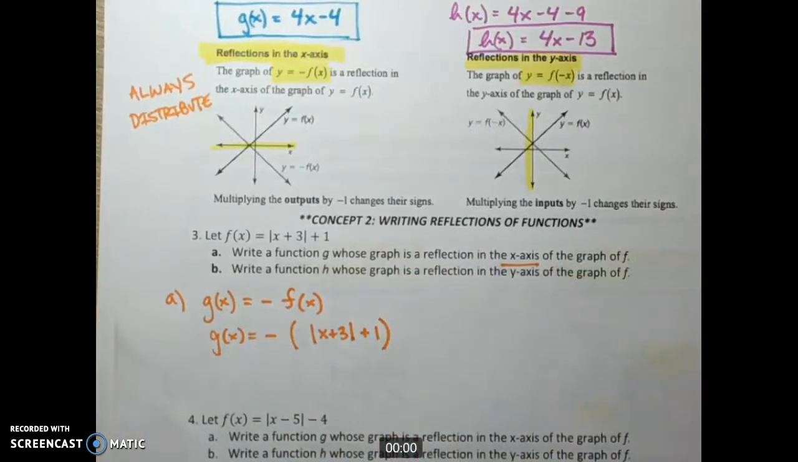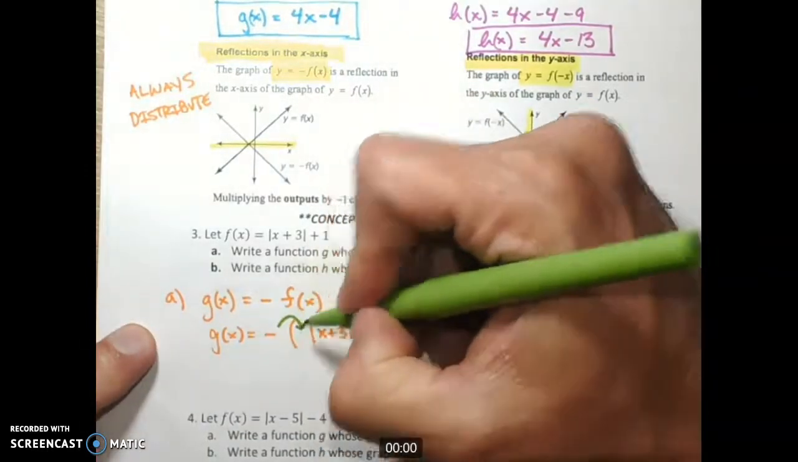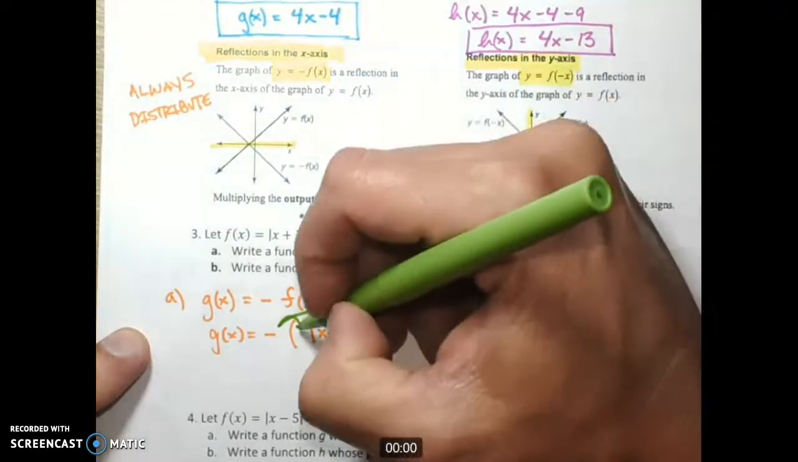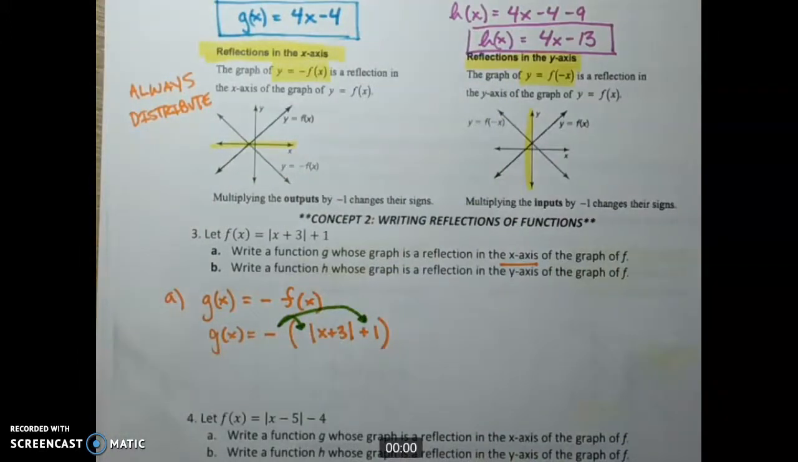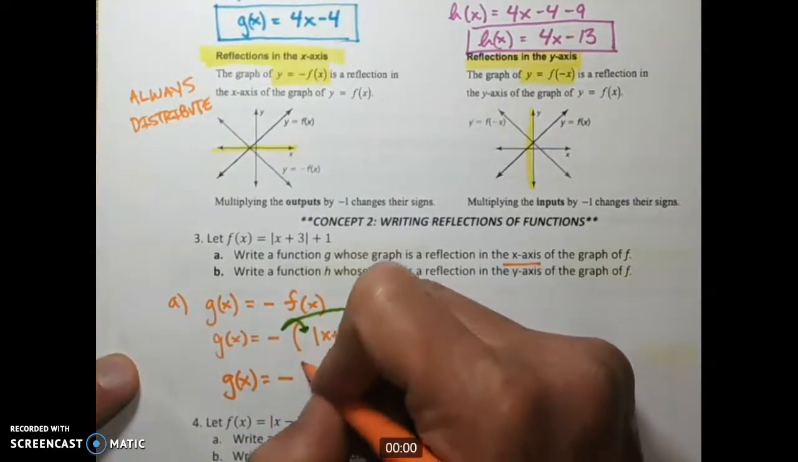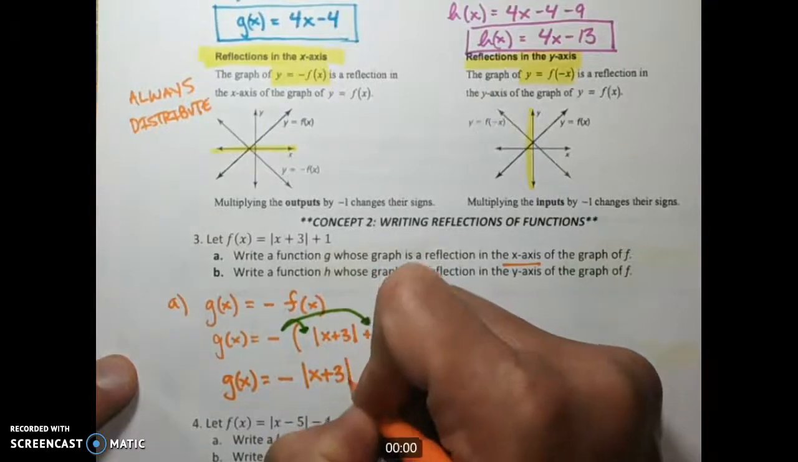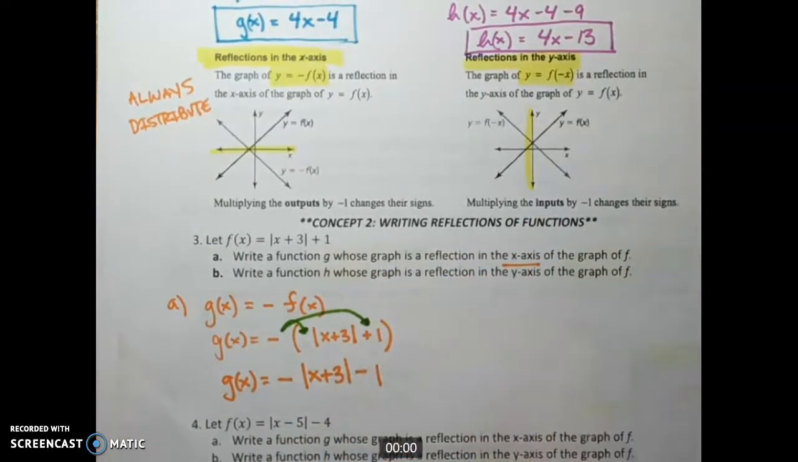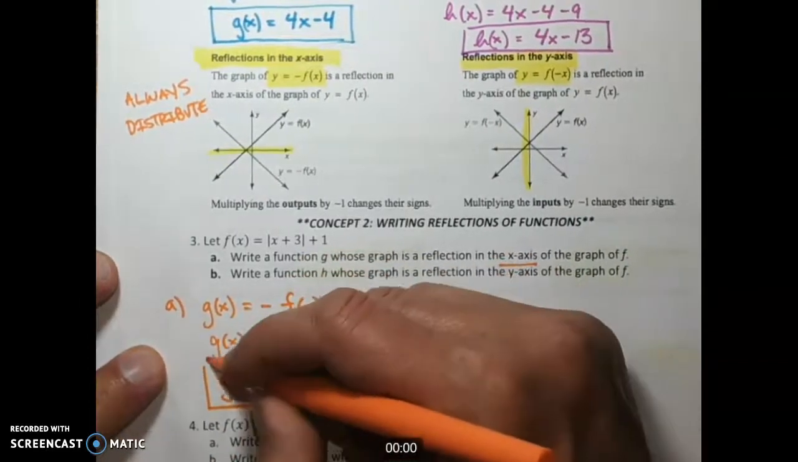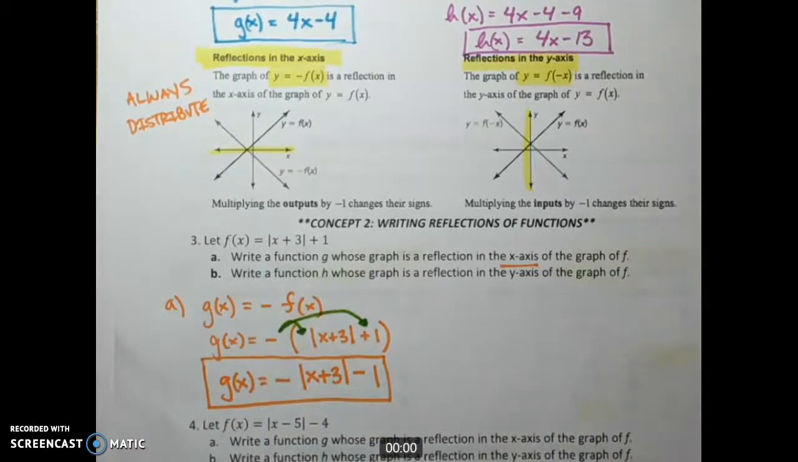Now, as I said before, we are going to distribute 100% of the time here. So I'm going to have to distribute this negative to both terms. It may only be one term, it may be 2 terms, maybe 3 terms, but you're going to have to distribute to each and every term. So when I do that, I get g of x equals the opposite of the absolute value of x plus 3 and then minus 1. And I can't really simplify that anymore, so I am done right there. Voila.